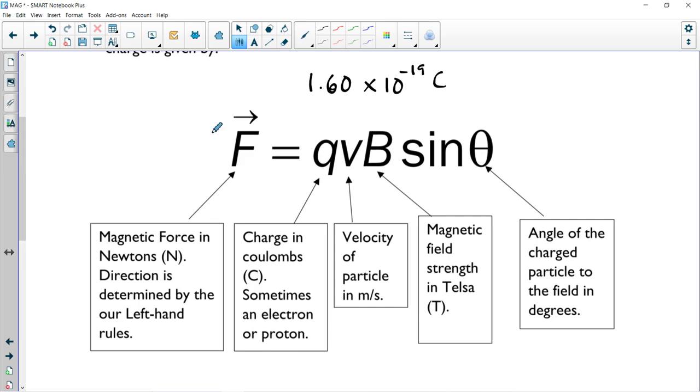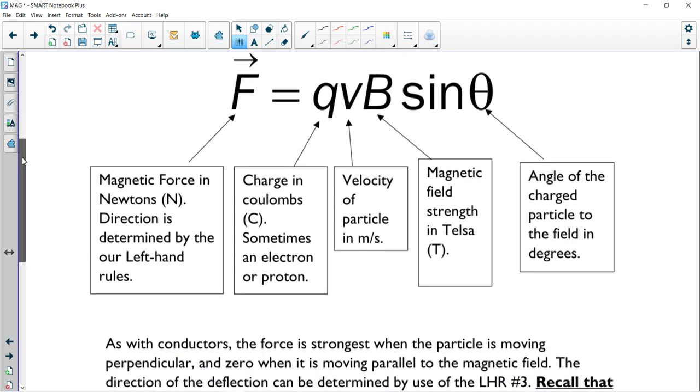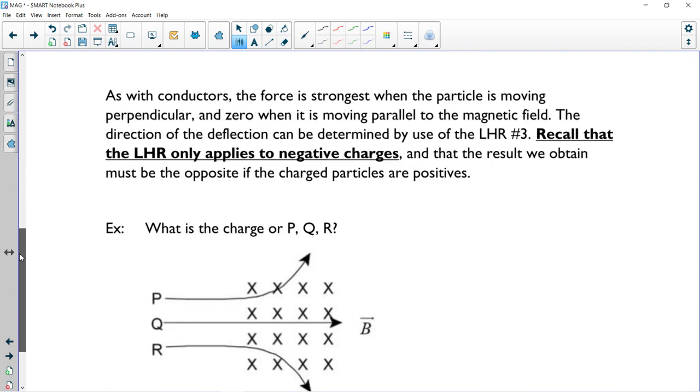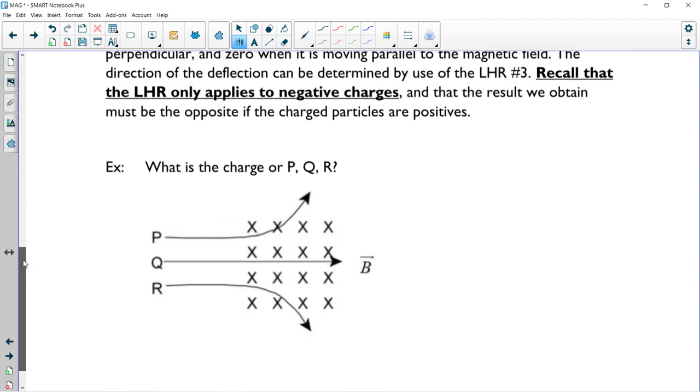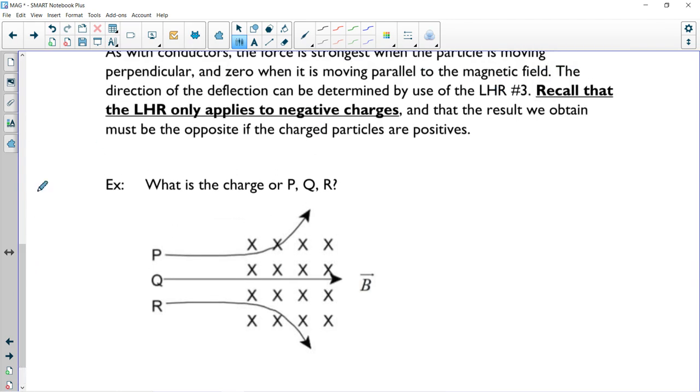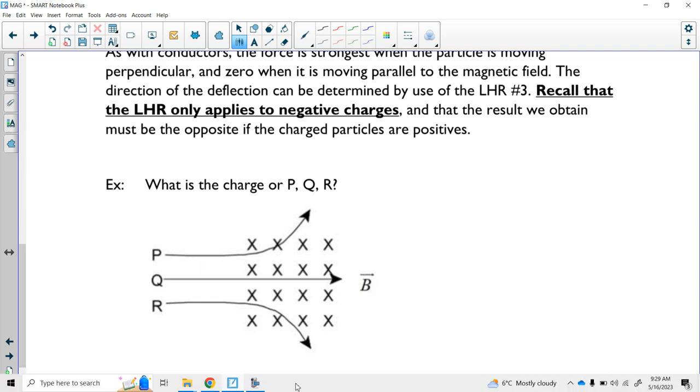The first thing we have to understand is that a proton and an electron will behave differently in a field. Essentially, we use a right-hand rule for a proton, or a left-hand rule for an electron. I've got that note written here. It says, recall that left-hand rule only applies to negative charges. We have to keep in mind that the left-hand rule only applies, in our case, to electrons or something that's negative. I'm going to have to pause this video for one second, guys.